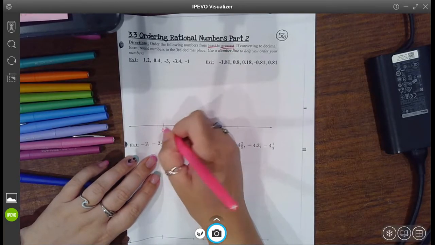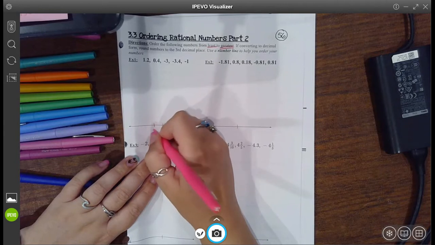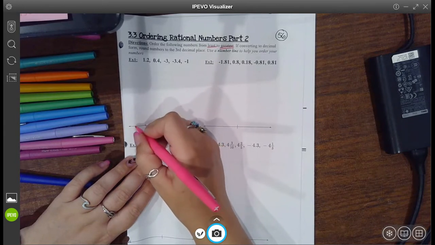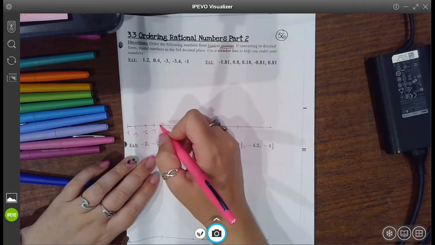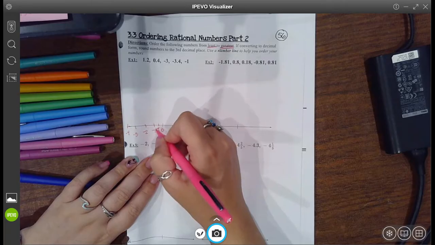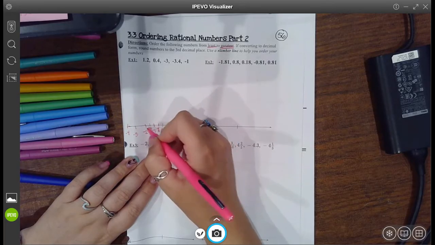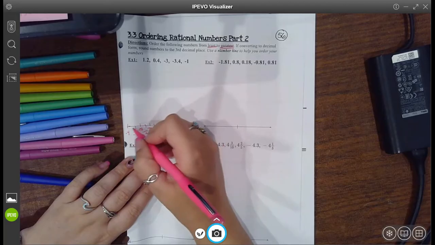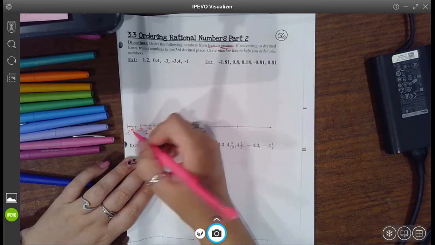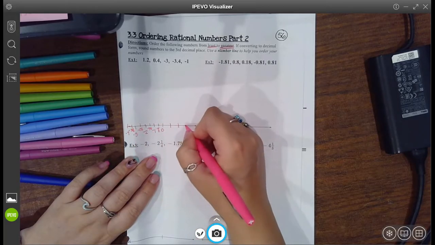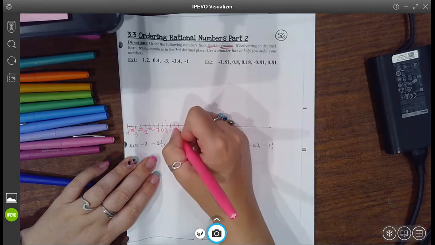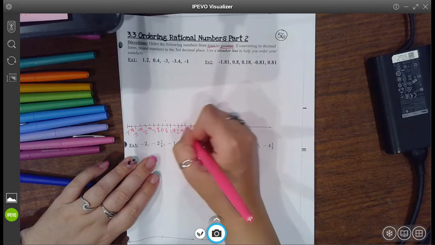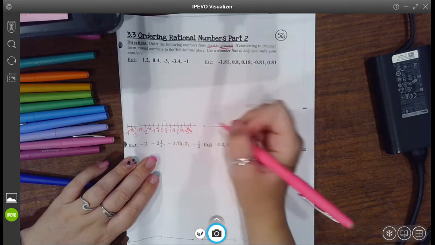So I have 0 and then negative 1, negative 2, negative 3, and negative 4. And then I'll put the in-betweens. So this is negative 0.5, negative 1.5, negative 2.5, and negative 3.5. And then going this way, 1, 2, 3, 4, and we'll have again a half, 1.5, 2.5, and 3.5 as those in-betweens.